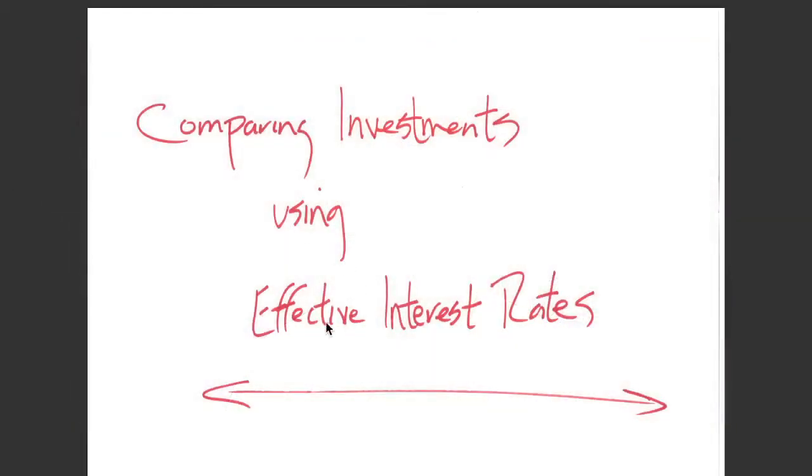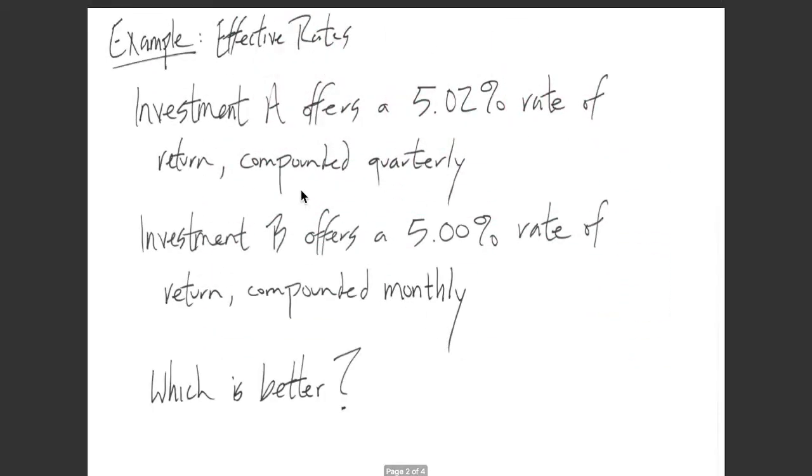So we had talked in our last video about the idea of an effective interest rate. And I want to put that idea to work in a little problem here. Suppose that you have two investments. I'm calling them investment A and investment B here. Investment A offers a 5.02% annual rate of interest, and it's compounded quarterly. On the other hand, investment B offers a slightly lower interest rate, 5%, but it's compounded monthly.